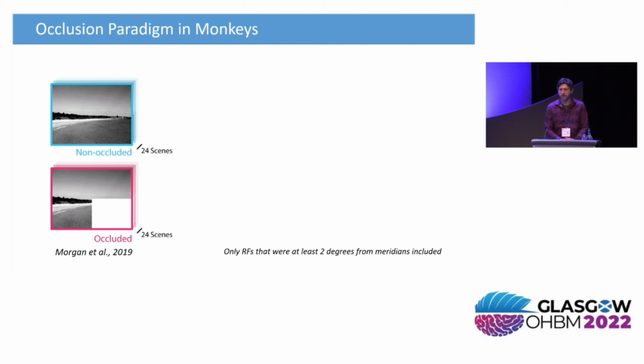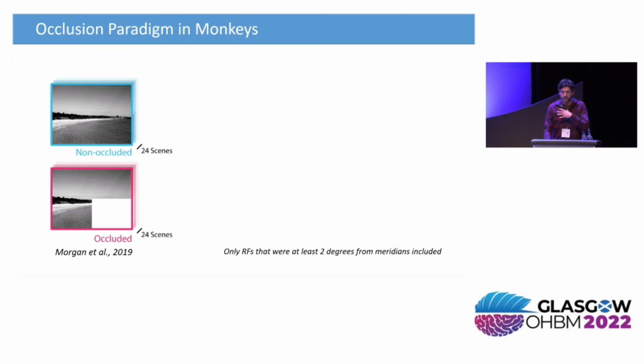So we used an occlusion paradigm in monkeys. We did exactly the same sort of paradigm that we used in the humans with Lars's work. In fact, we used exactly the same images that they used in this study in 2019 by Tyler Morgan. So Tyler kindly provided these images to us. These were 24 natural scenes, things like beaches, forests, but also things like industrial scenes and buildings.